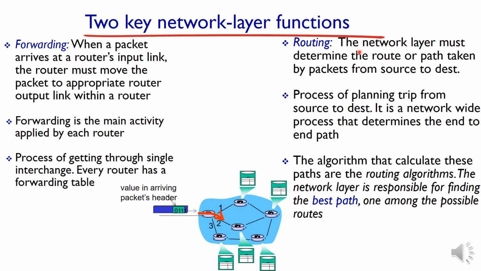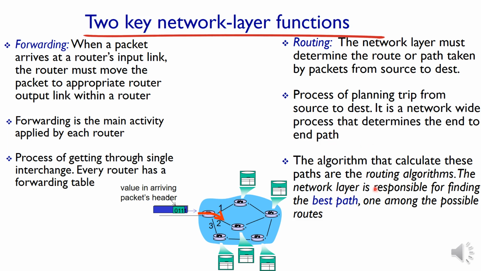Whereas, what is routing? The network layer must determine the route or path taken by the packets from source to destination. Here forwarding is a single interchange, whereas in routing, the entire path must be decided. So the process of planning a trip from source to destination is known as routing. It is a network-wide process that determines the end-to-end path.